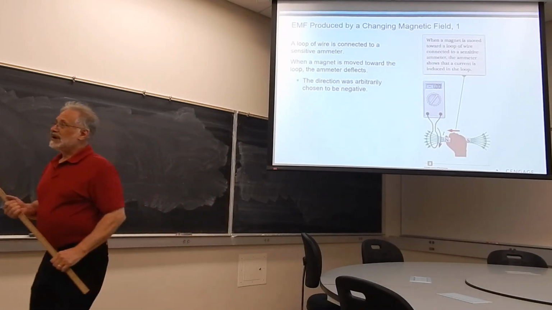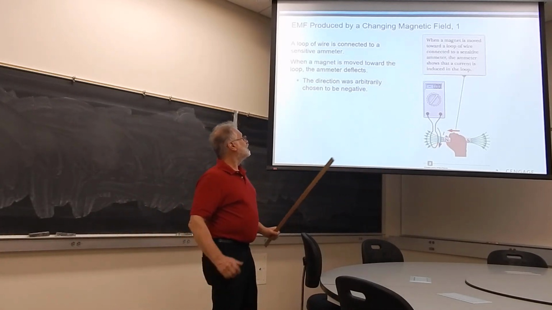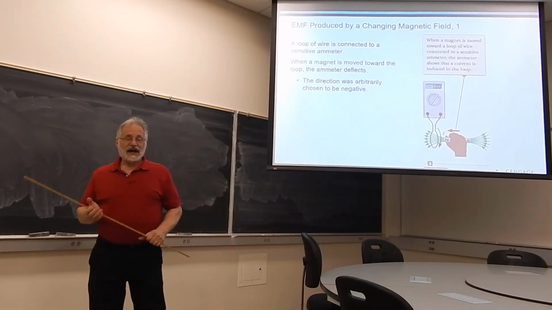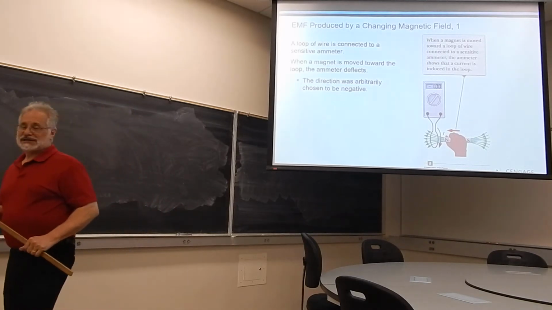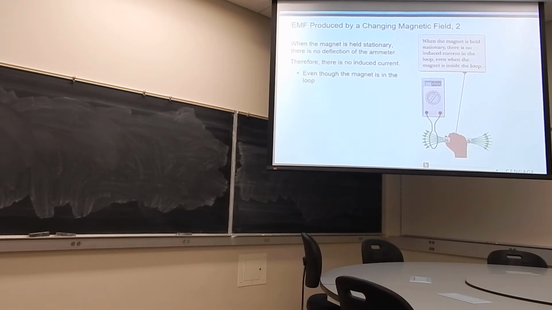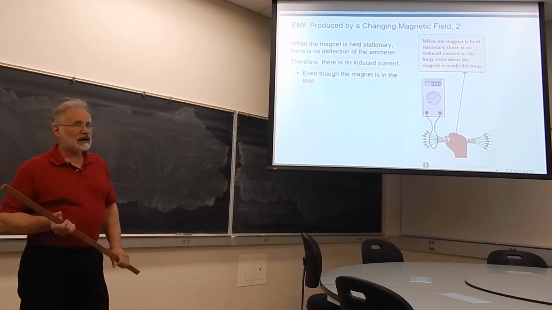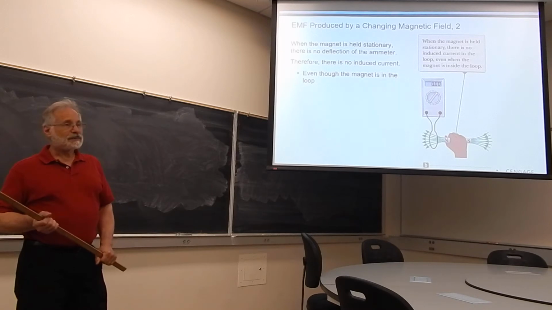And if I were to pull it in the other direction, I would find that the value of the current would be the opposite. So if it were a negative current in one direction, it would be a positive current in the other direction. This is pretty amazing. As I say, there are no batteries or anything. But one of the interesting aspects is if I were to just hold the magnet inside the coil of wire, that would have no effect whatsoever.